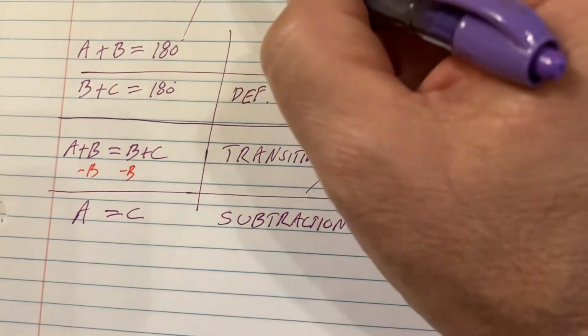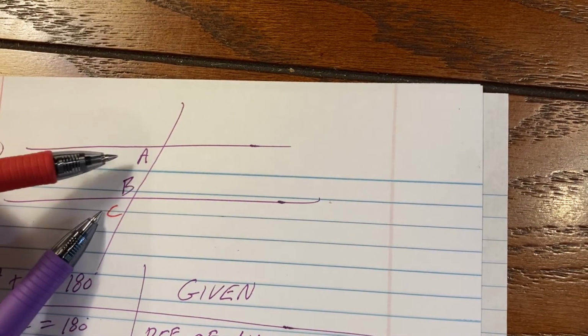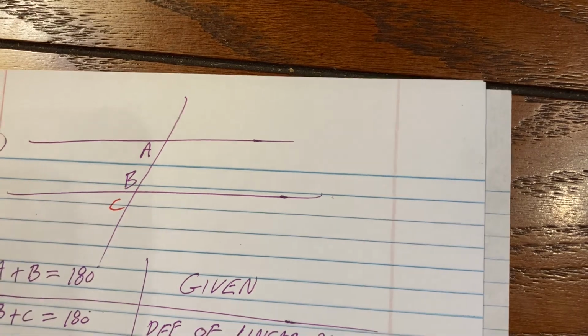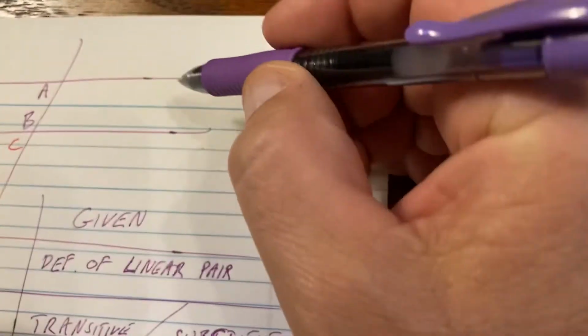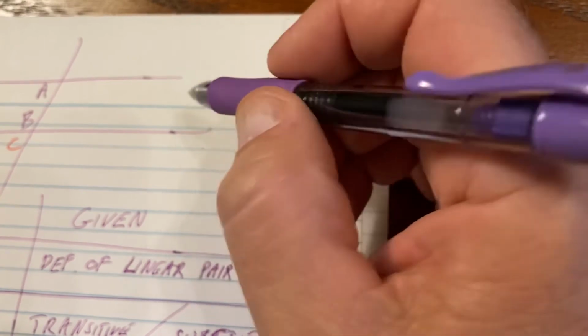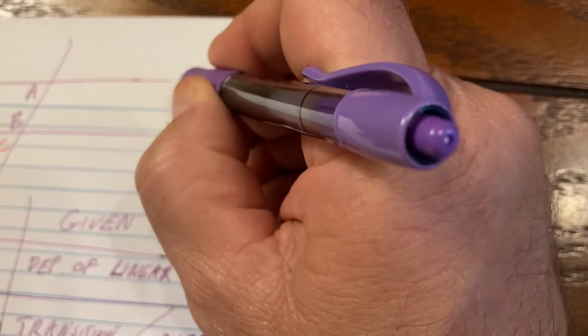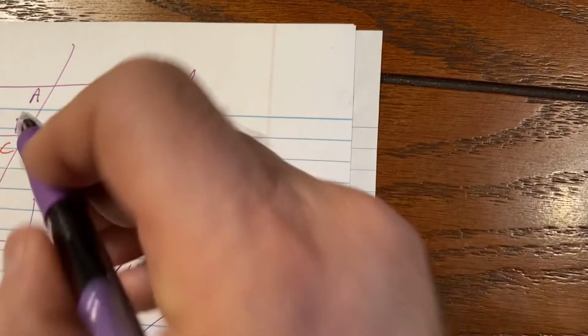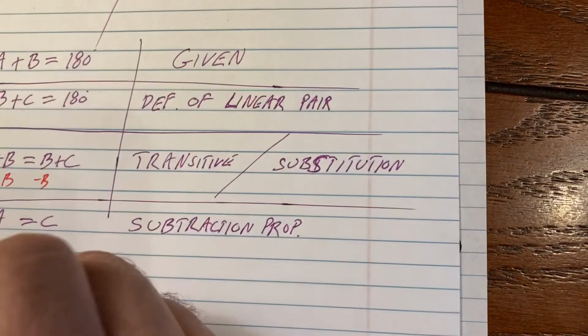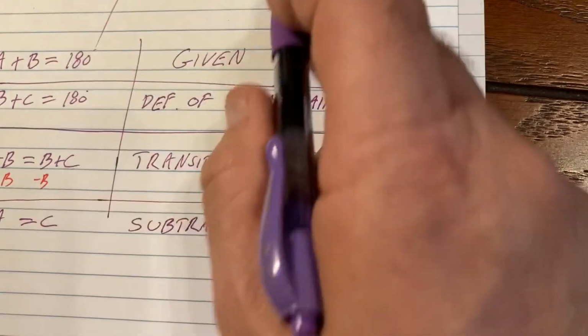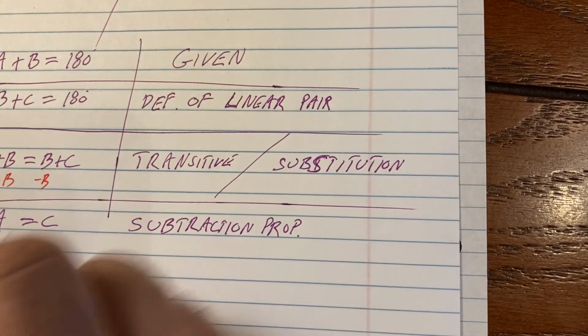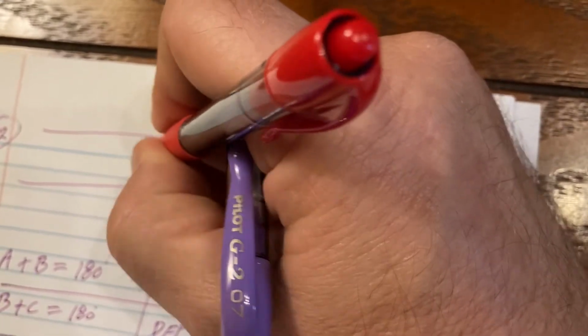A equals C. Well, wait a minute. If A equals C, wait a minute. These are corresponding. If A equals C, that means, what does this do? We'll call this L and P. If A equals C, that means corresponding angles are congruent. That means line L and line P are parallel because corresponding angles are congruent.